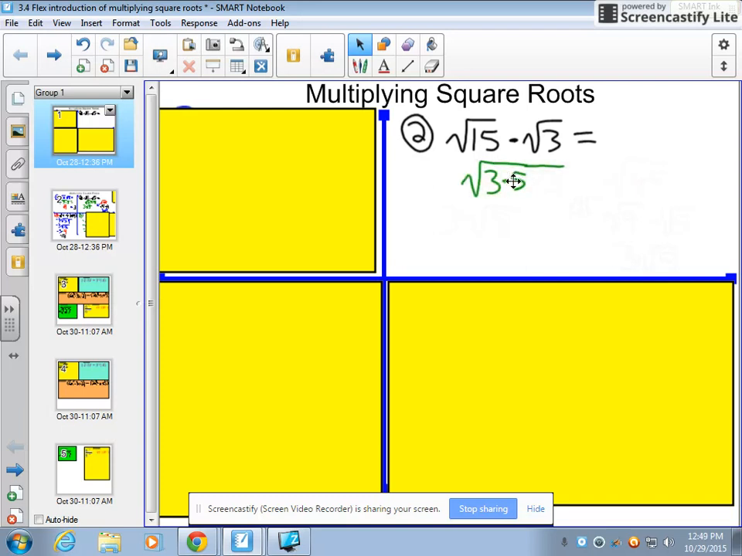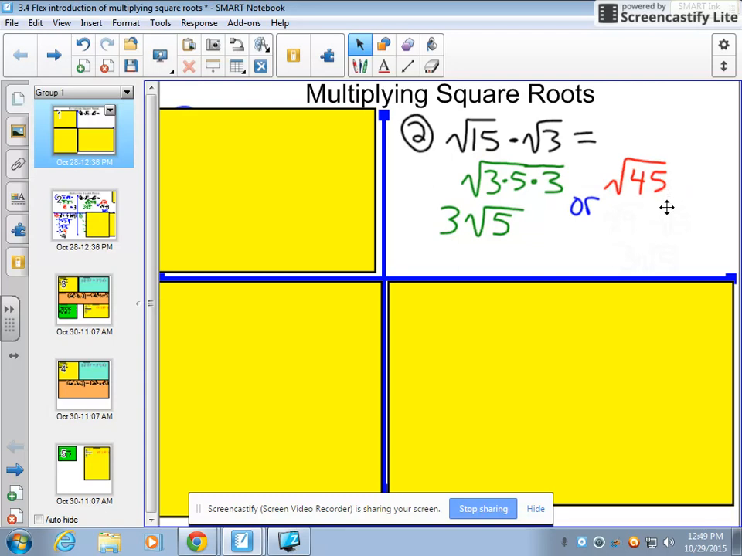I can break down 15 into square root of 3 times 5, and then I just bring along that square root of 3 that I had in the back. Take that and regroup that. Well, I have two pairs of those. That's 9. I get that on the outside, and then I leave what's left on the inside, and that's my final simplified answer.